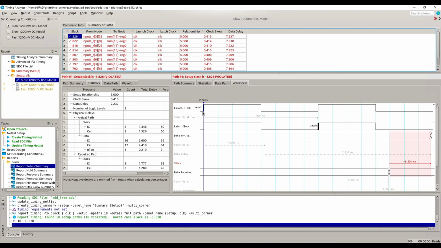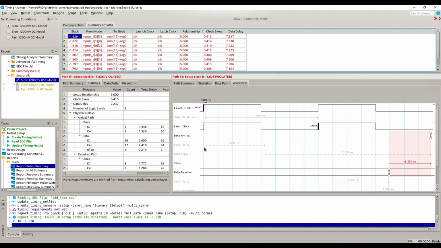Now, where this gets a little confusing is you have to remember that when the launch clock has a rising clock edge, it doesn't immediately get to the source register. And so there's this clock delay down here of 2.672 nanoseconds. So at this point in time, this is when our source register, in this case this input register right here, receives the rising edge of the launch clock. And then after that, we have the clock to Q output, or what Intel calls the micro clock to output time. And then we have all of the data delays of going through all the adders and all the interconnect delays. And that's what this 7.237 nanoseconds is.